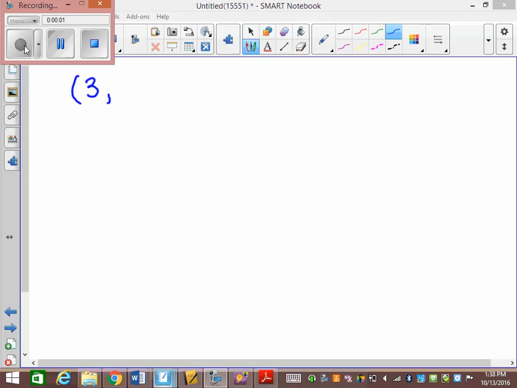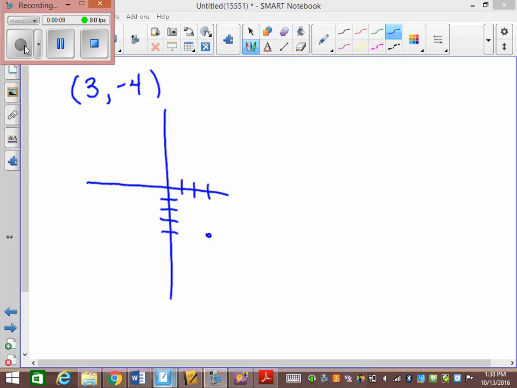We have 3 and -4. Here's going to be your 90 degree. Here's your theta. That's what we're going to find. This is x equals 3. This is y equals -4.